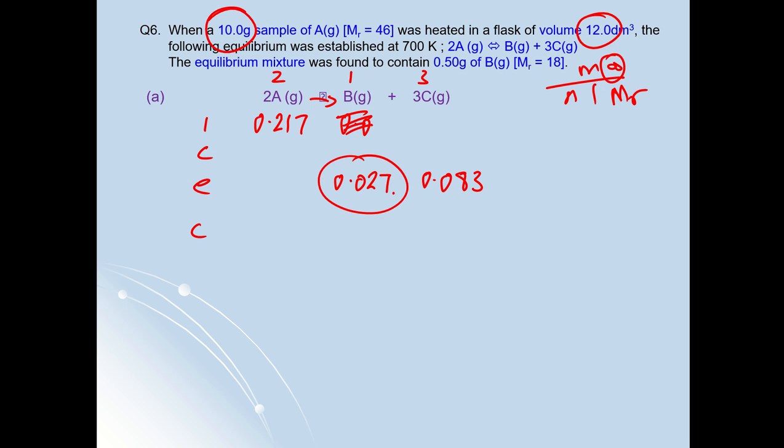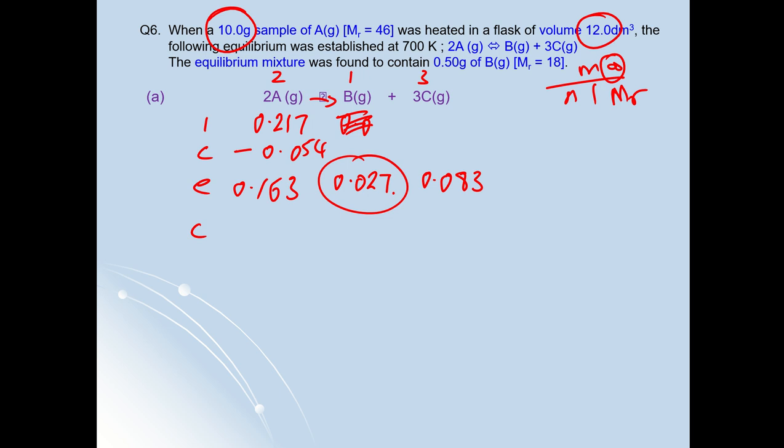So 0.027 times 2, that's the moles of A that reacted. So this is minus 0.054. So 0.217 minus that gives me the moles of A that we have at equilibrium, which is 0.163. Right, that's pretty much the hard work done here.